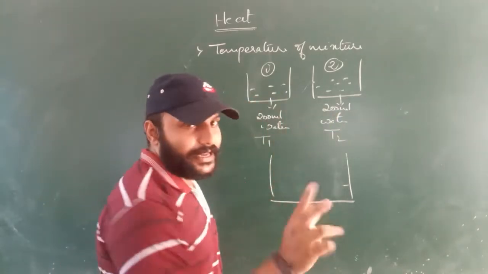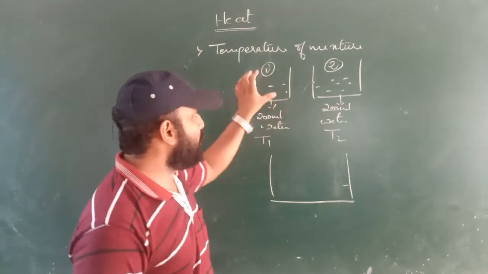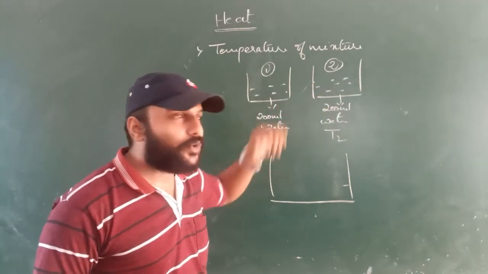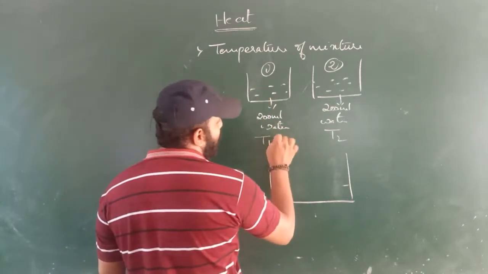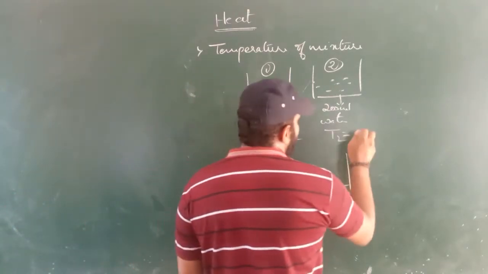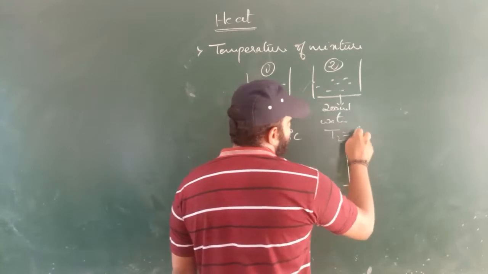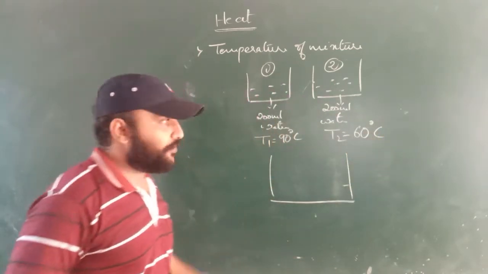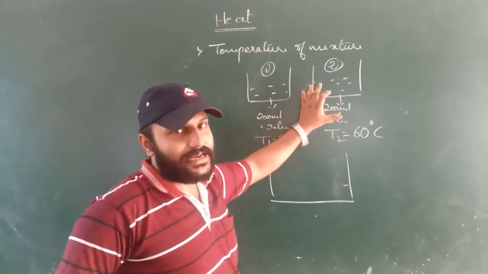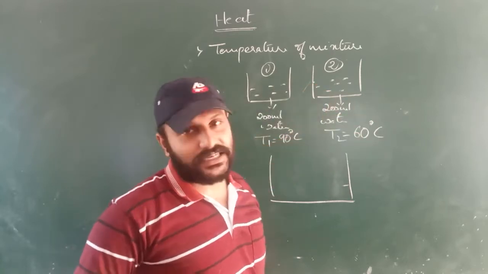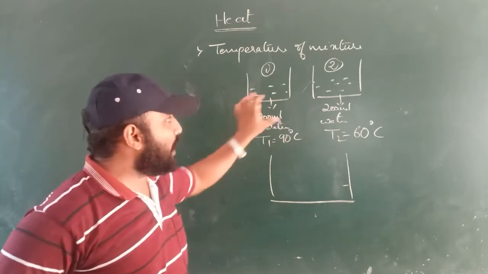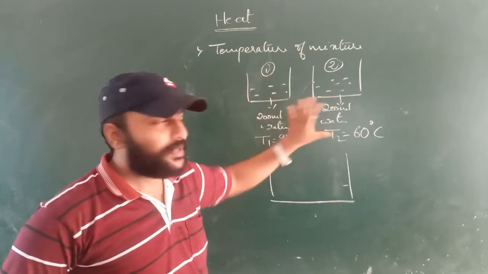Now the second case: same beakers, equal volume. In beaker 1 I will take 200 ml of water. In beaker 2 also I will take 200 ml of water. In the first beaker I will heat the water up to 90 degrees Celsius, and the second beaker I will heat such that it attains a temperature of 60 degrees Celsius. In the before case the temperature was the same. In this case the temperature is different, though the masses of water are the same.